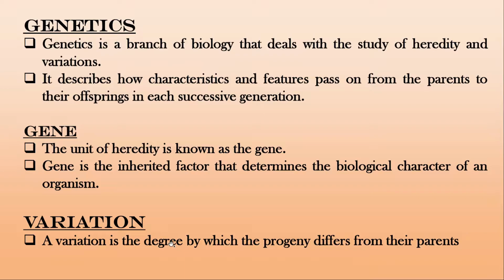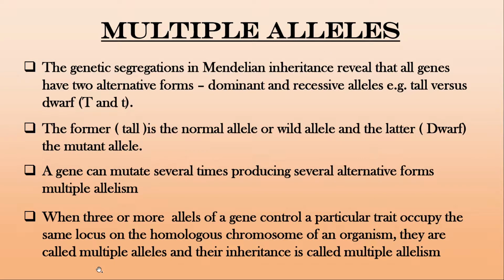What is variation? A variation is the degree by which the progeny or the offspring differ from their parents. How much they differ from their parents is the degree of variation. Now let us pass on to multiple alleles.